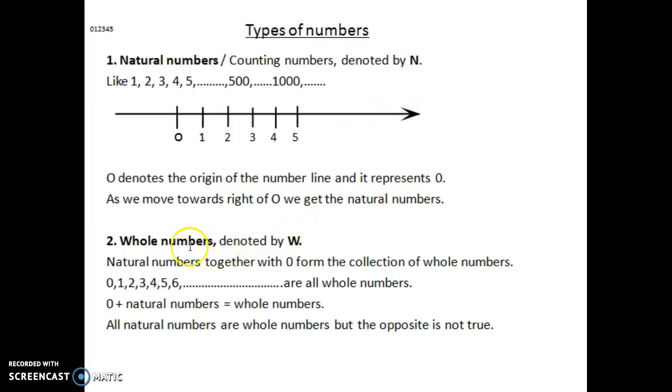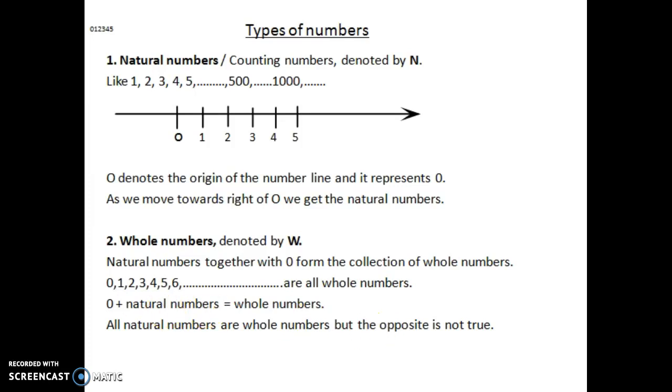Now, what is whole numbers? Whole numbers is denoted by W. Natural numbers together with 0 form the collection of whole numbers. So, we can say 0 plus natural numbers equals whole numbers. So, from this, it is very clear that all natural numbers are whole numbers, but the opposite is not true, because 0 is not a natural number.